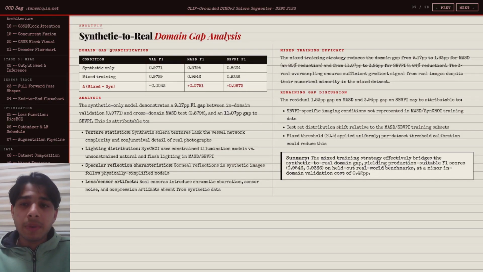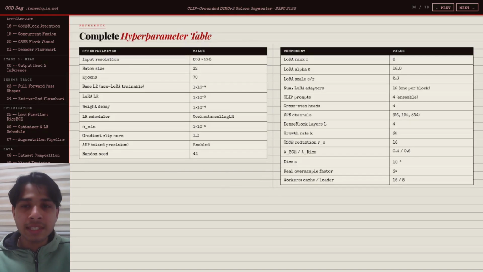Every number in the table comes directly from the training run log, not from a paper or default config. This is the complete specification to reproduce our results deterministically. Batch size, learning rates, schedule parameters, sclera rank, dense block configuration, loss weights, everything. The random seed is fixed at 42, so the experiment is fully deterministic.